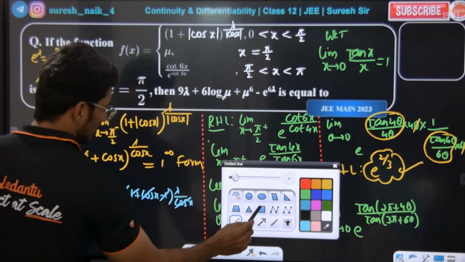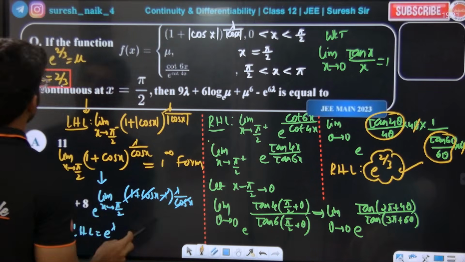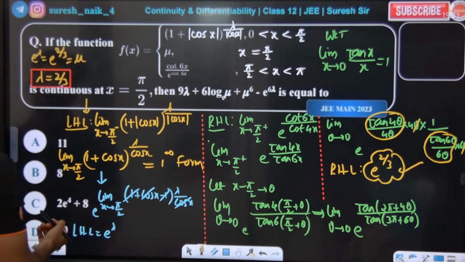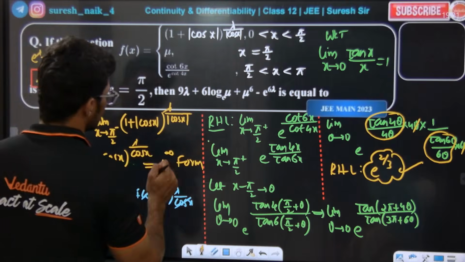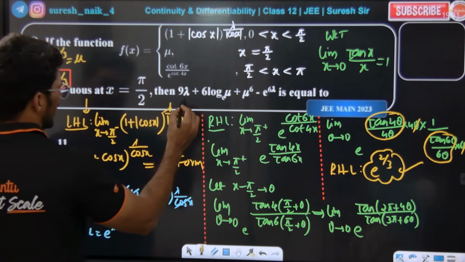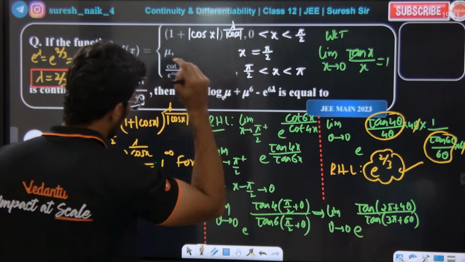From these two things, lambda is equal to 2 by 3. Correct? Sir, what is mu? We need to find out the mu value. Right? So lambda has come, sir. We need to calculate this carefully. Lambda has come, look, 9 into lambda, 9 lambda plus 6 log mu.